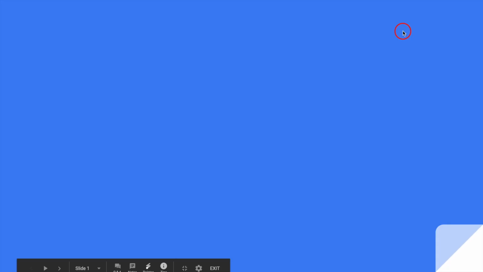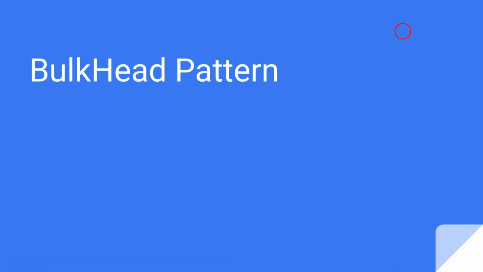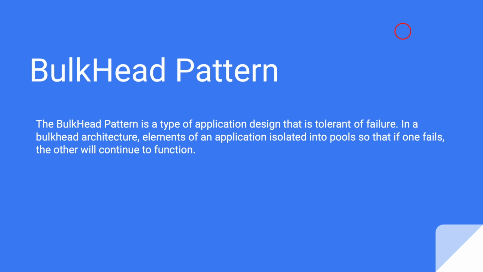Hello guys, today I'm going to talk about the bulkhead design pattern in this video. After that, I'm going to explain how to integrate Spring Boot with the Resilience4J bulkhead design pattern. So first of all, what is the bulkhead design pattern? The bulkhead pattern is a type of application design pattern that is tolerant of failure. In a bulkhead architecture, elements of an application are isolated into pools, so that if one service fails, the other services will continue to function. So this is the bulkhead design pattern.